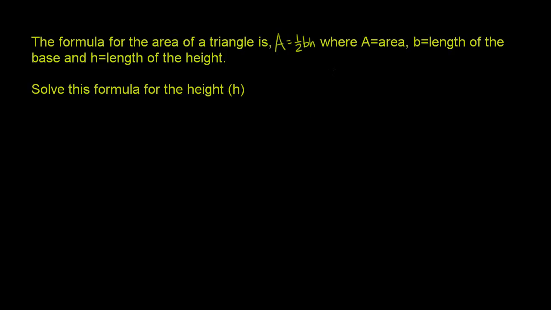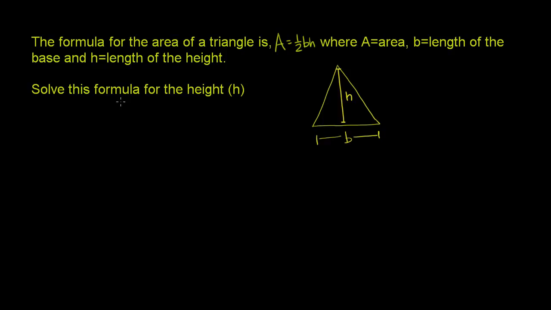So just to visualize this a little bit, let me draw a triangle here, just so we know what B and H are. B would be the length of the base. So this distance right over here is B. And then this distance right here is our height. That is the height of the triangle. Let me do that as a lowercase h because that's how we wrote it in the formula.